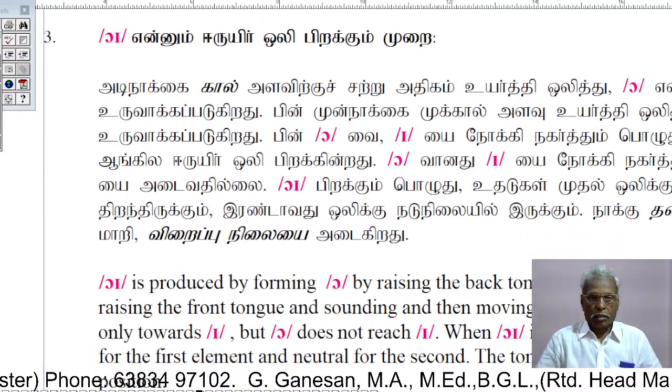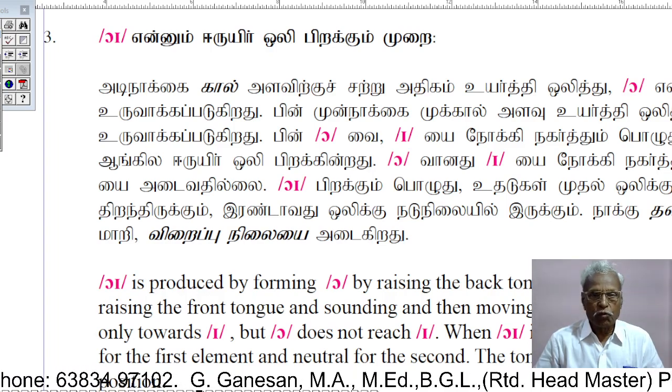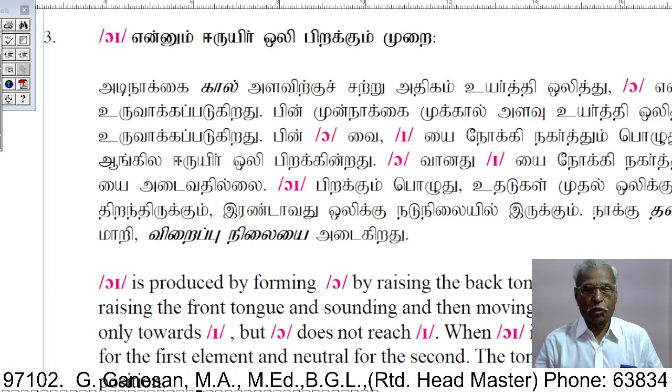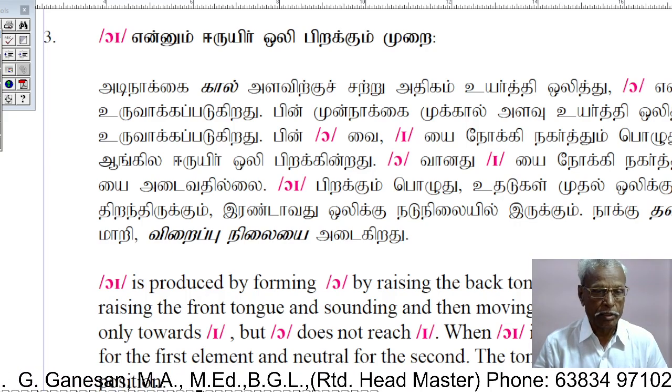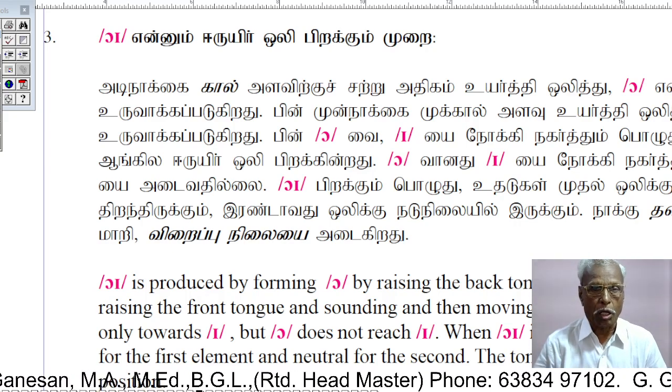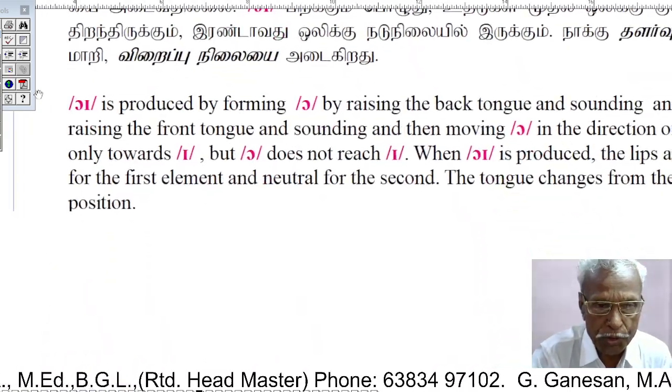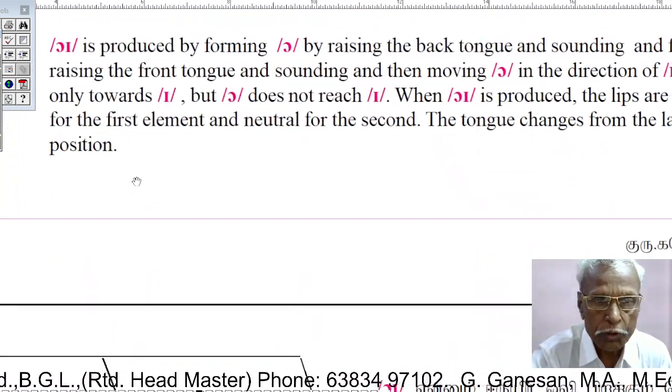The third diphthong phoneme is /ɔɪ/. It is a front closing diphthong. How is the diphthong /ɔɪ/ produced? You see?